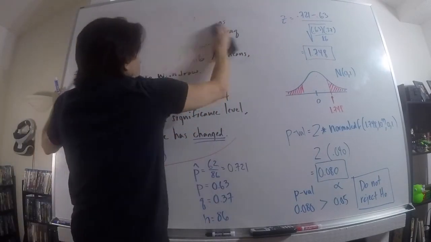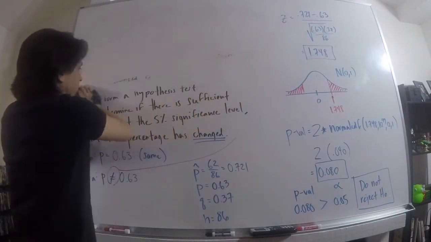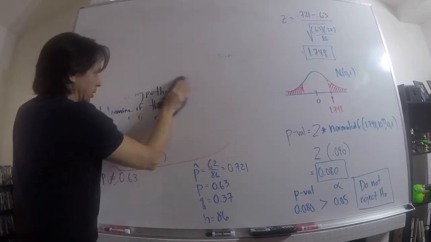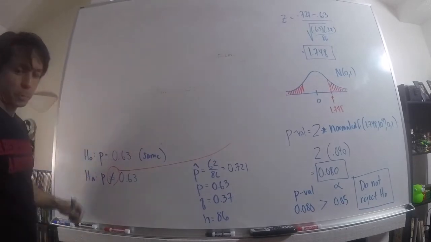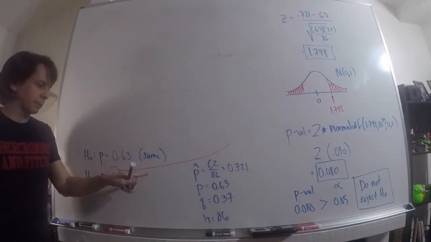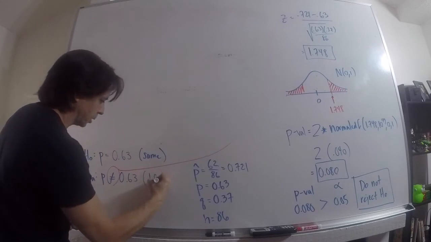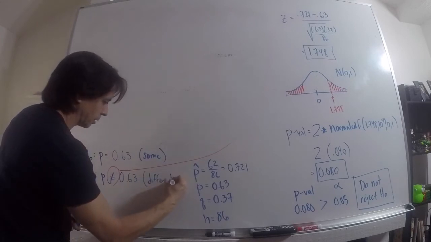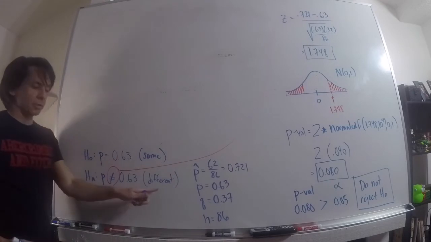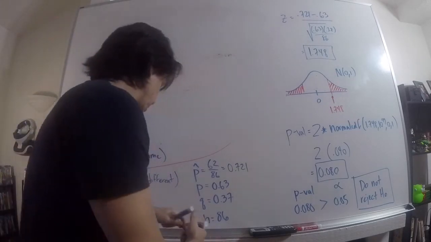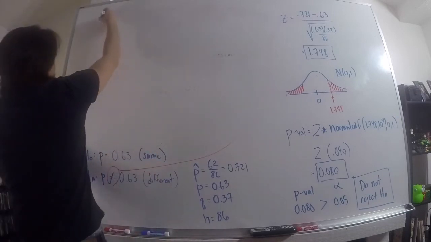Now let me do some follow-up questions. I want to do some more errors. Let me leave my null and alternative because that is important, and the interpretation is important too. So the null is that it's the same as it was in 2007, and the alternative is that it's changed in 2008.